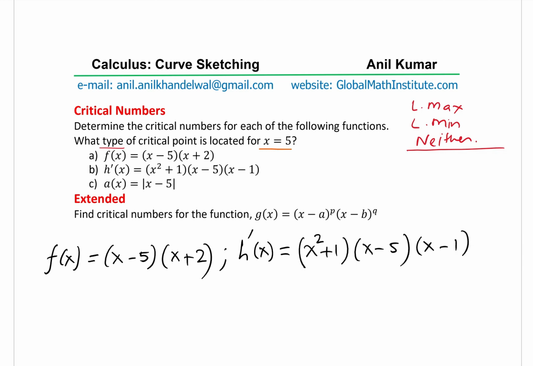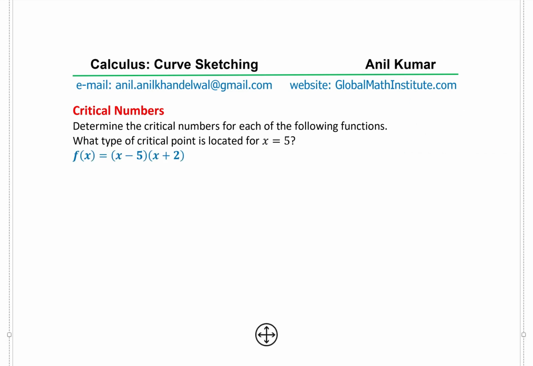Do you see that? And the last function here, a of x, is a function itself, the absolute value of x minus 5. So these are the three examples which you need to consider, and then we'll talk about the extended example. So let's take them one by one. The very first one here is: determine the critical numbers for each of the following. So we have taken the first one here. And the question is the same: what type of critical point is located at x equals 5?